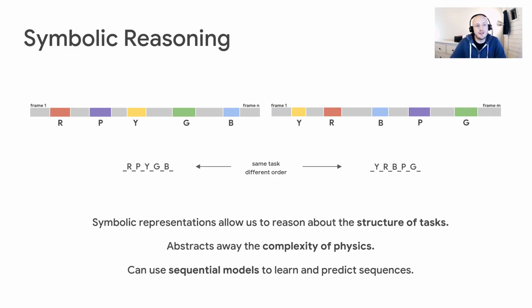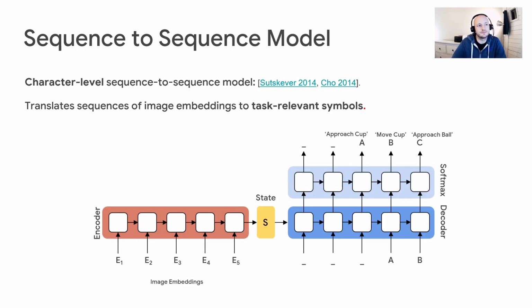Representing tasks as discrete action symbols allows us to reason about a task in more abstract ways, which has two advantages. First, we do not need to deal with the complexity of physics, which allows us to focus on the sequential structure of tasks. Second, we can use sequential models from natural language processing to efficiently learn and then predict long sequences of action symbols.